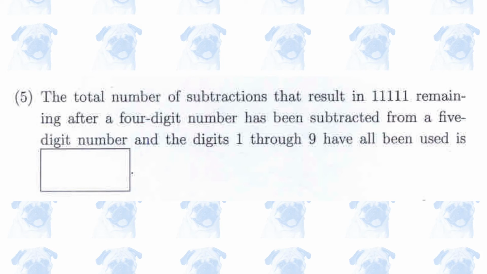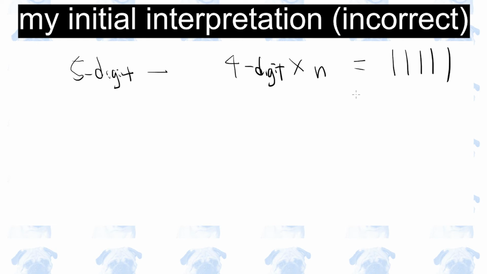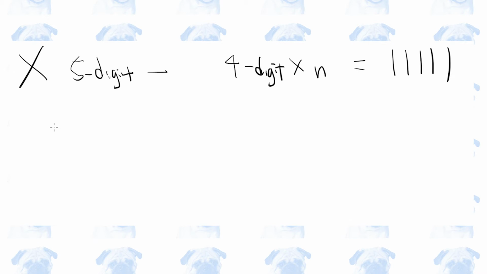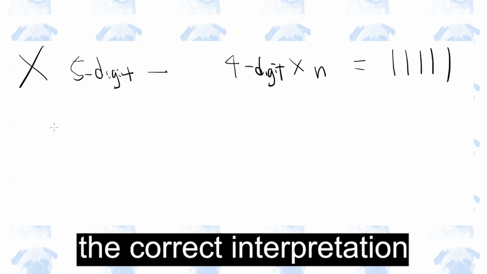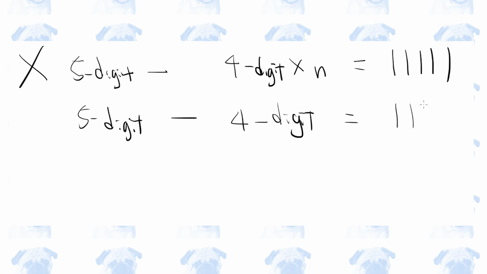Question 5. When I first tried to solve this question, I misinterpreted it. My initial understanding was that there was a 5-digit number, and we have to subtract a 4-digit number n number of times until the difference becomes 11111. But this apparently is not the correct interpretation. The correct interpretation: there's a 5-digit number, and we are subtracting a 4-digit number just once, and the difference has to be 11111.